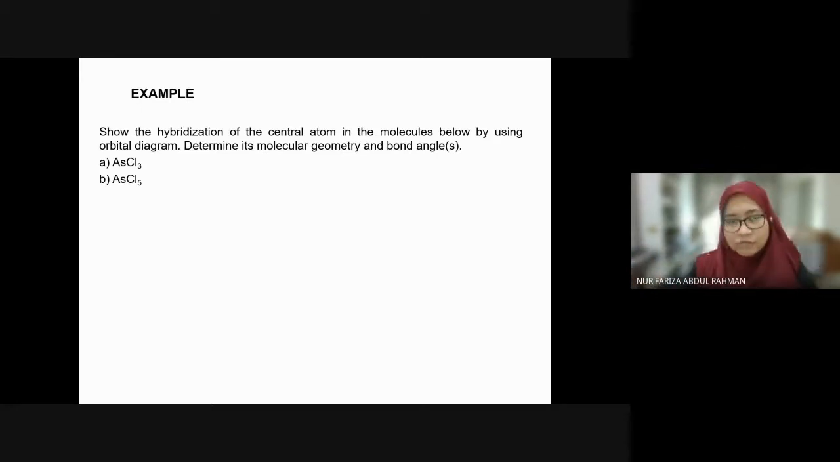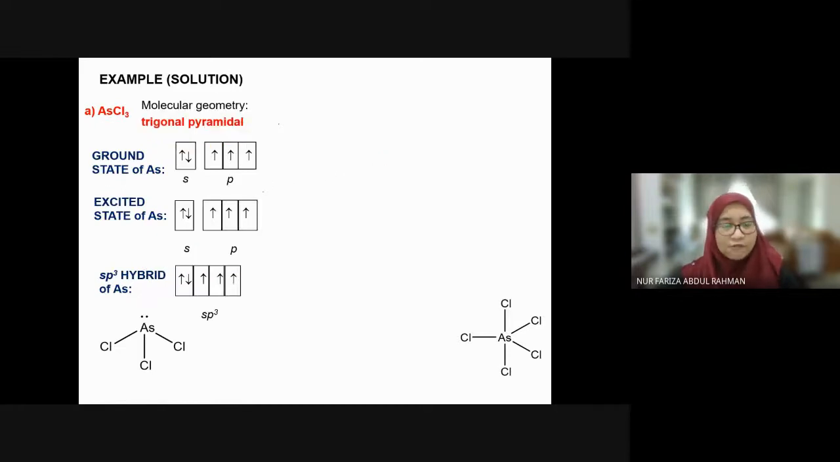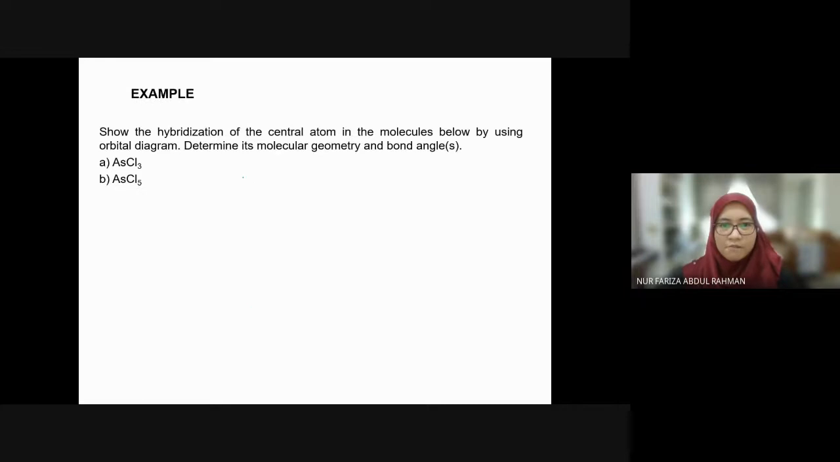Okay, all right. So we have discussed this example before, show the hybridization of the central atom in the molecule below by using orbital diagram, determine its molecular geometry and bond angle. Okay, all right. So in terms of orbital diagram, this is previously VSEPR, because the question is asking also for molecular geometry and bond angle. The one that we learn in this subtopic is hybridization. You have to show in terms of orbital diagram, not orbital overlapping. But again, for your practice, try buat both orbital diagram and also orbital overlapping.